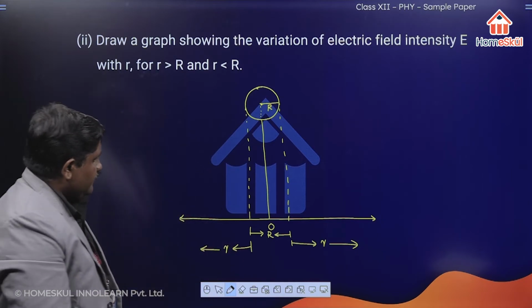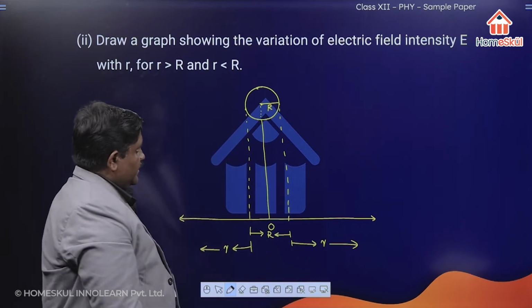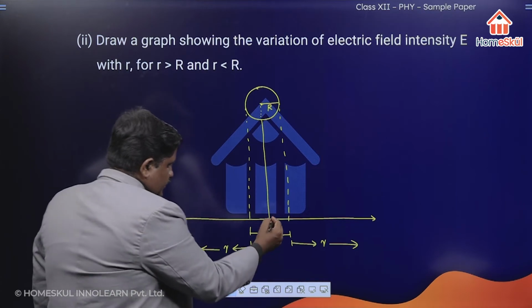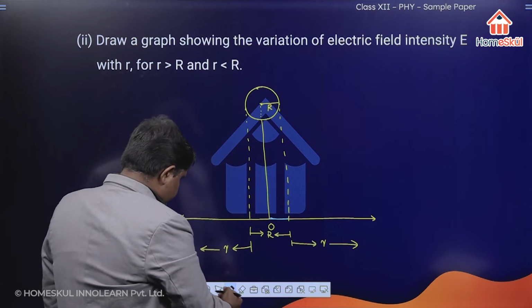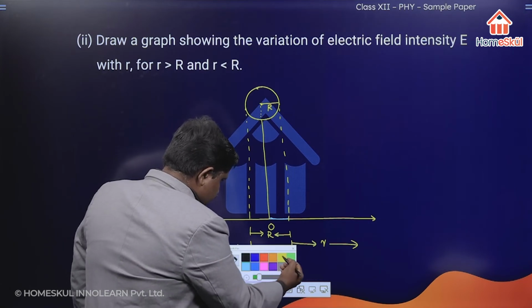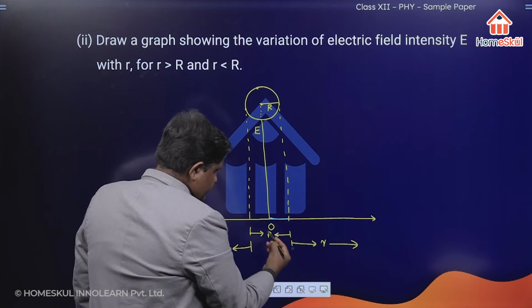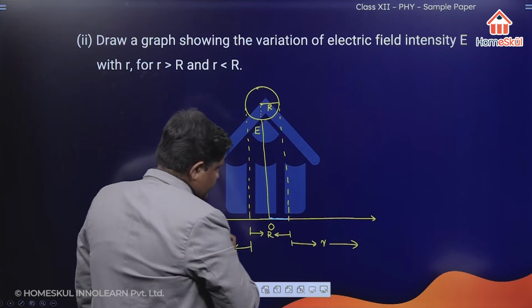Okay, now when we draw the graph, inside the sphere the electric field is 0, right? Then we have to draw this one as inside the sphere the electric field is 0. Before that, we have to mark the electric field E here and this is the distance. So inside the sphere the electric field is 0.